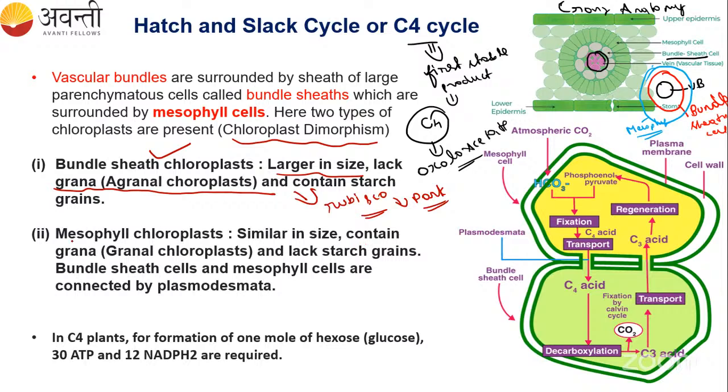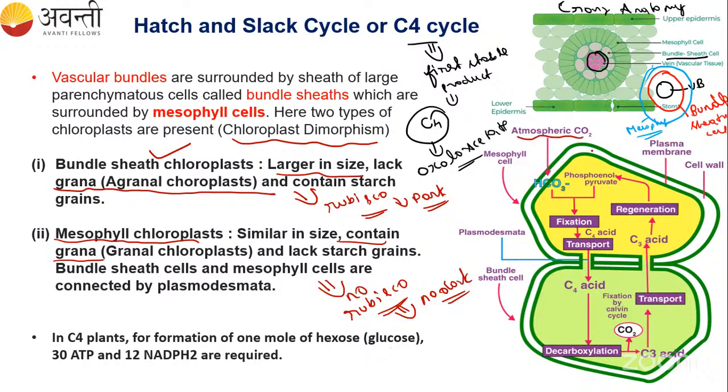Remember, okay. Then coming to the mesophyll. In the mesophyll cell, the light reaction takes place because it has the grana. It contains the grana, so the light reaction will take place. But there is no Rubisco present here in the mesophyll cell. That's why no dark reaction takes place in the mesophyll cells. Okay, remember this. And here we will see the C4 cycle.